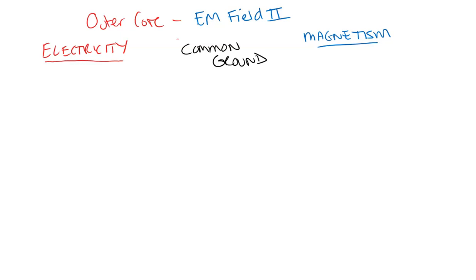We're looking at the outer core and the Earth's interior series. We're looking at the EM field. This is our second video on that. In the first video, I discussed the basic characteristics of the outer core being molten.